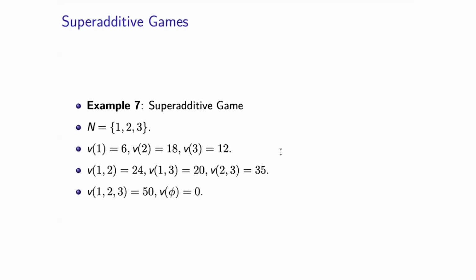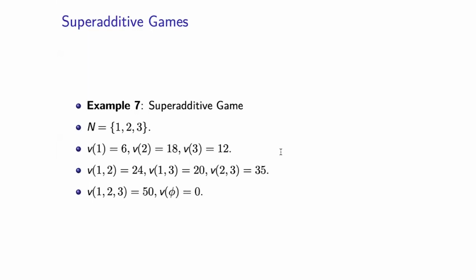Okay, let's look at an example of a superadditive game. Imagine that you are given the information about this 3-player game as follows. These are the characteristic function values. Let's verify that this satisfies the definition of a superadditive game. We notice that V1 equals 6, V2 equals 18, and V3 equals 12. V1,2 is 24, and this is greater than or equal to 6 plus 18, which is V1 plus V2, so that is fine.